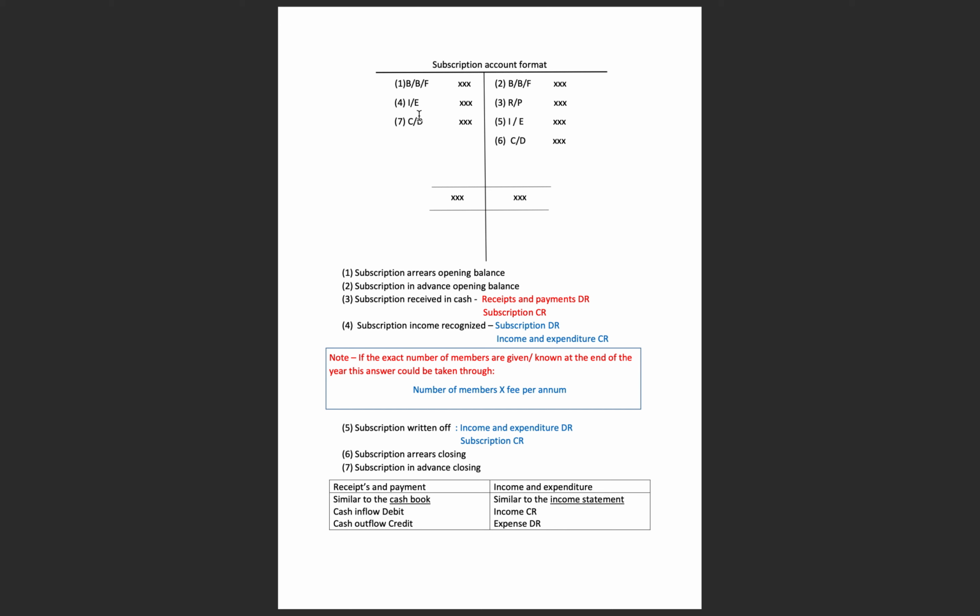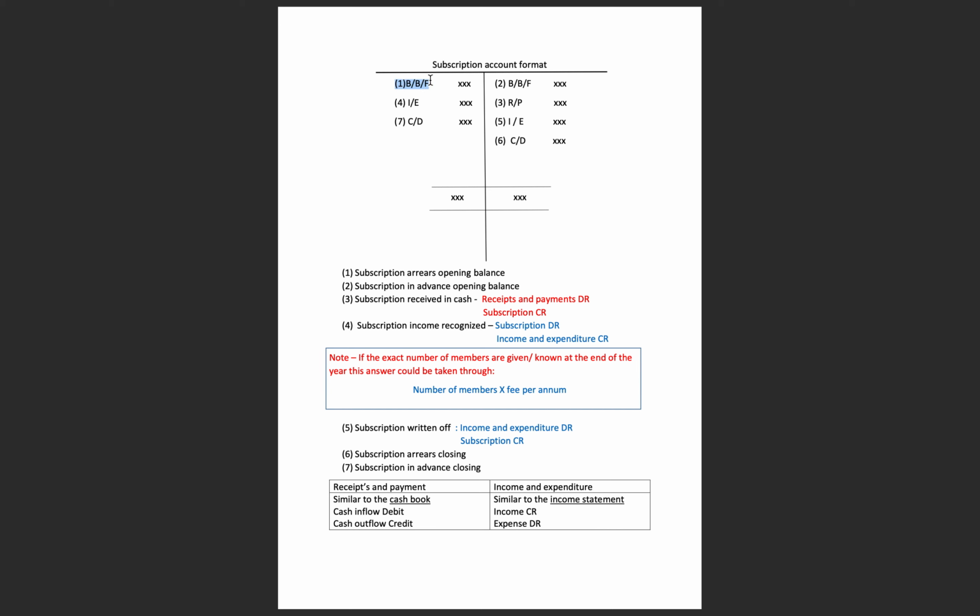Number 1, what do you mean by subscription? Subscription is another name given for membership fee. Remember, for a non-profit organization, their main source of income will be membership fee, if not subscription fee. So learning how to prepare a subscription account will be the first step of this chapter. Now guys, over here I have given you the format of the subscription account, so let me run through this a little bit.